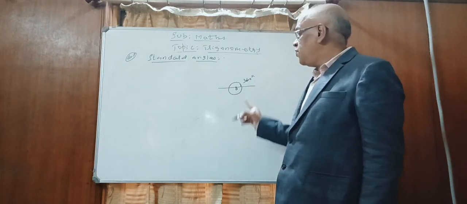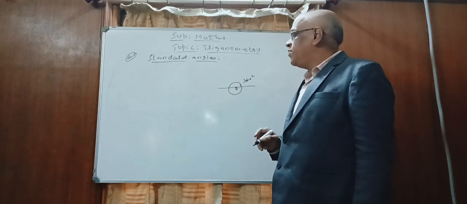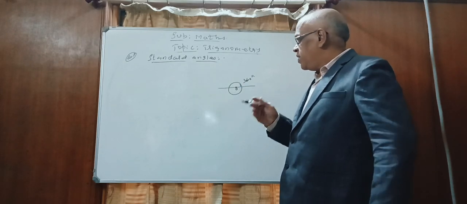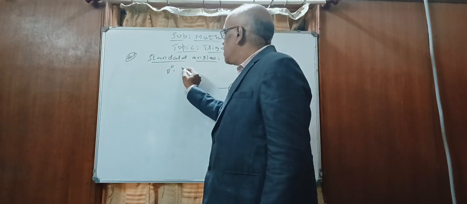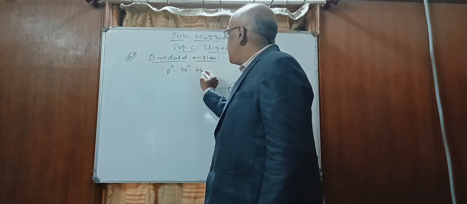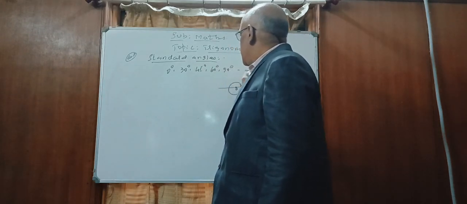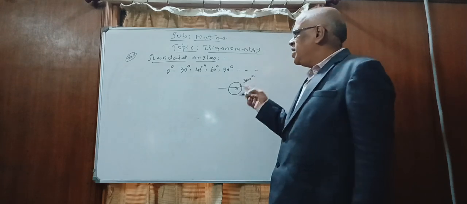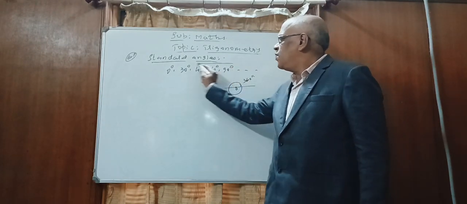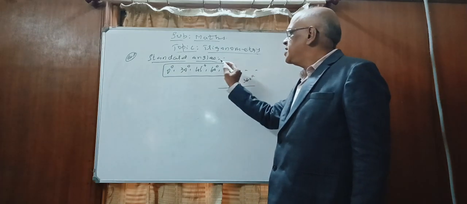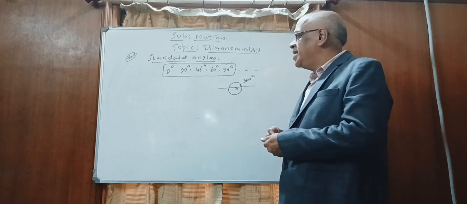We don't know the values of all the angles in trigonometry. That's why we use the word standard. We know the values of only particular angles. What are those angles? 0 degree, 30 degree, 45 degree, 60 degree, 90 degree. In your higher class you will study 180, 270, 360 and so on. Here we know the values of only the standard angles: 0, 30, 45, 60, 90 degrees.